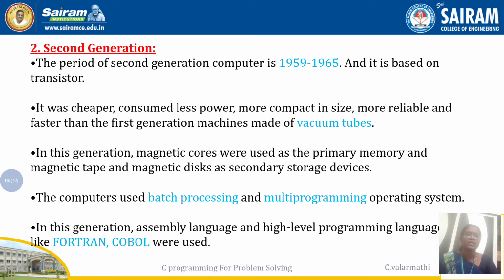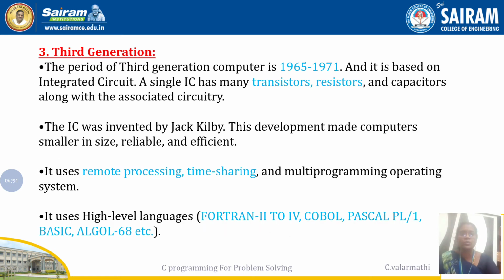Then what operating systems did they use? They used the previous batch operating system, and they also used a multi-programming operating system. Then they moved on to high level programming languages. In the second generation only, they moved on to high level programming languages that are easy for humans to understand. They used Fortran and COBOL, very early versions of them, in the second generation. So these are the details about the second generation. Right. What about the third generation?